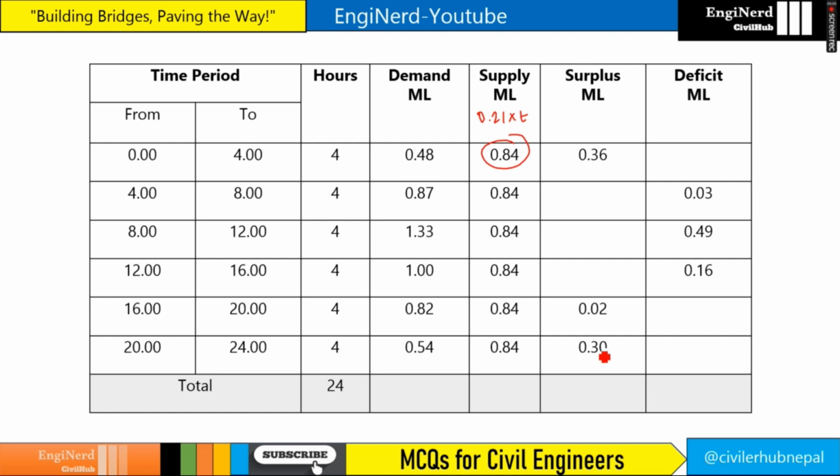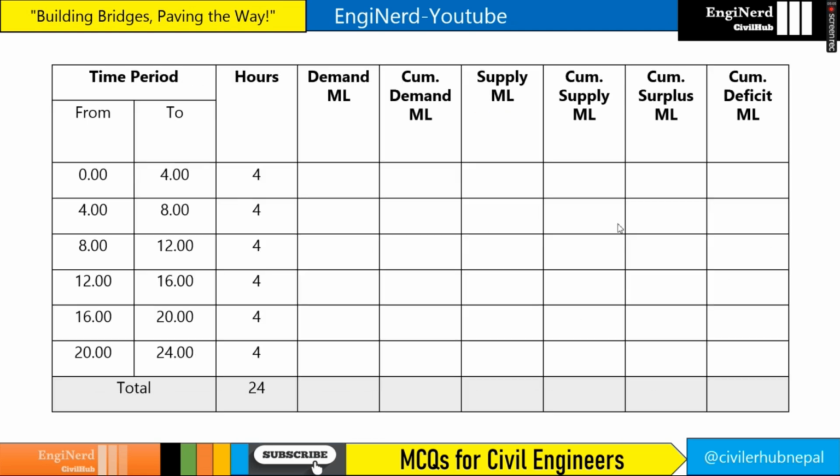Now to calculate the reservoir capacity, we need to take the maximum deficit value. We can sum these three values to get the maximum deficit, since there are no other values, so this will definitely give us the maximum deficit value. So the answer is: capacity of reservoir is equal to 0.03 plus 0.49 plus 0.16, which equals 0.68. Let's do this in another method.